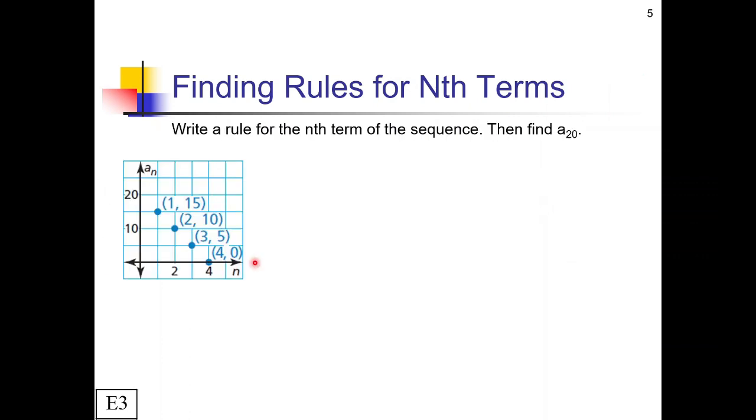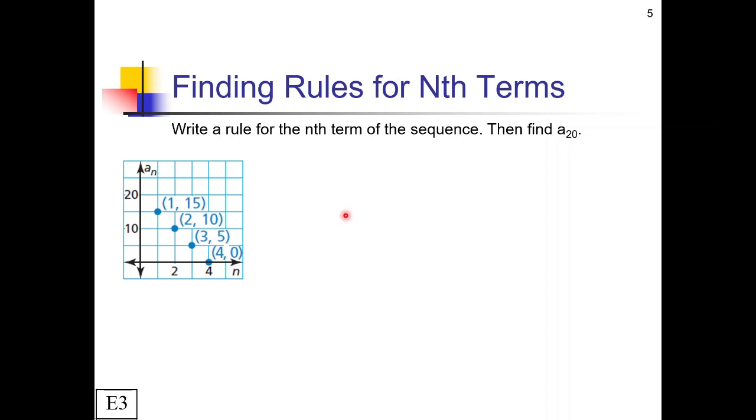Here's another example for us to try out. They still want the nth term and the 20th term. This time around, though, they've given us the sequence in graph form instead of just giving us a list of numbers. So pause the video and give this one a shot.